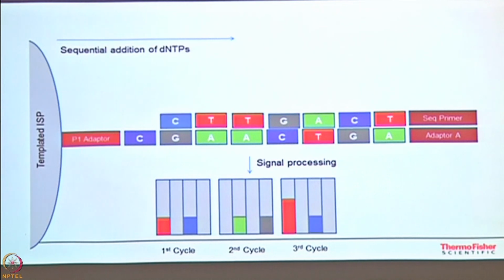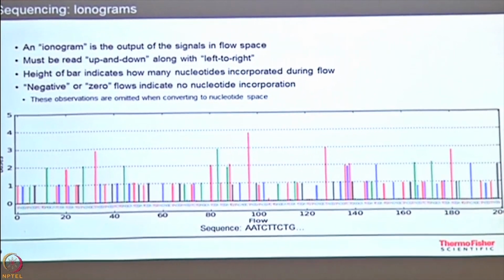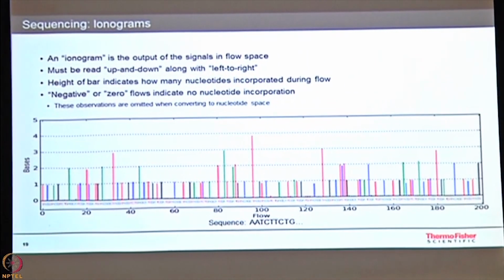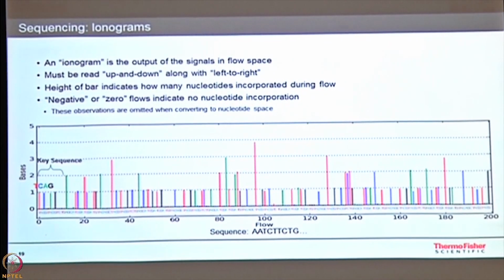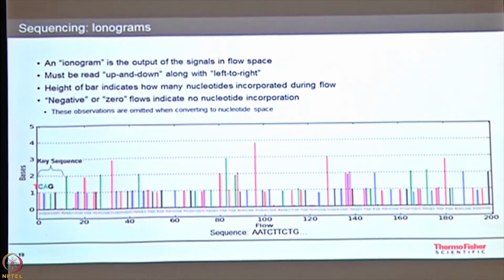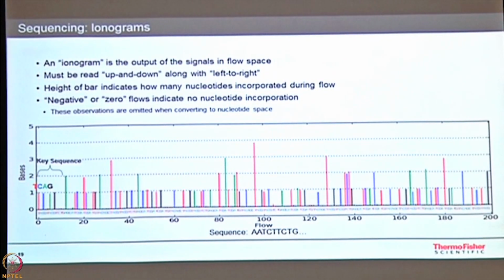So by adding these dNTPs sequentially, the system finally creates a sequence which is read as an ionogram. This ionogram is read by the sequencer from left to right, for the number of bases. Whether you get a signal or not will define the sequence of the dNTPs. The intensity of the signal will define how many of those A's or T's were in a row.